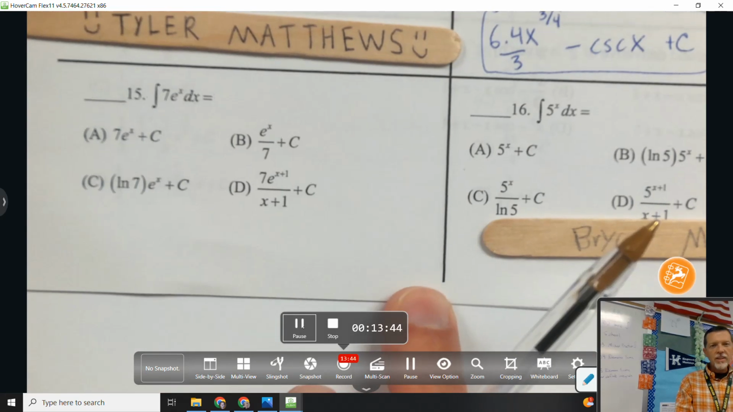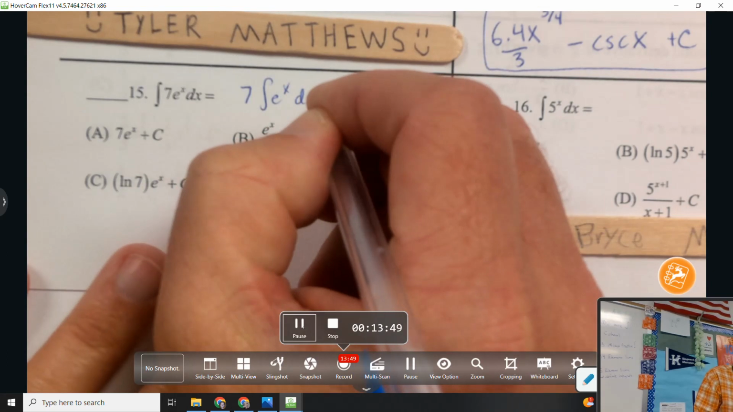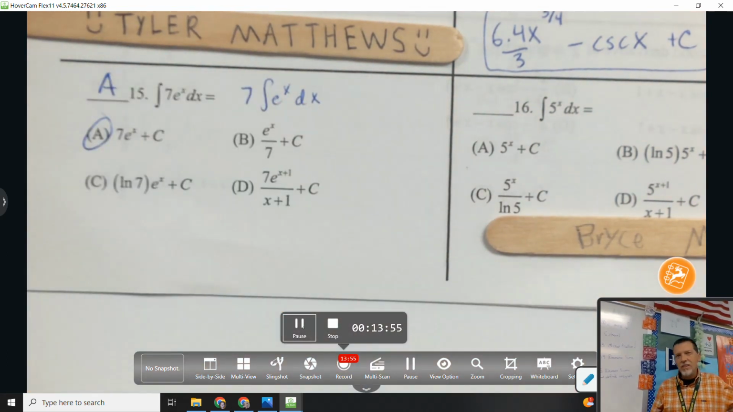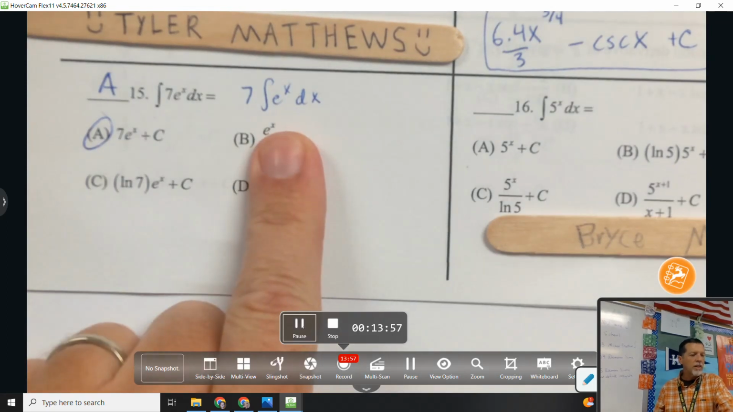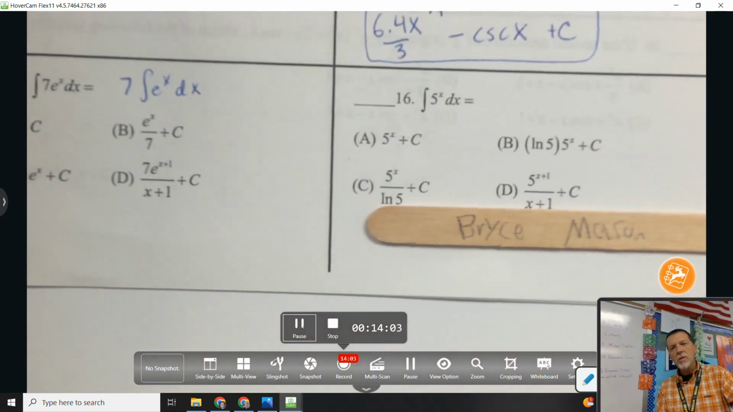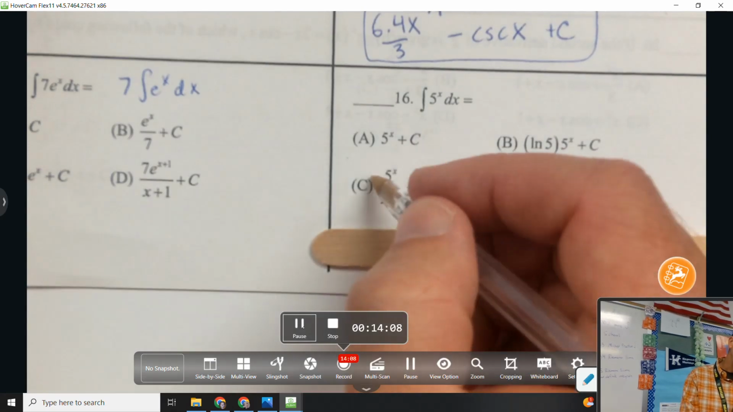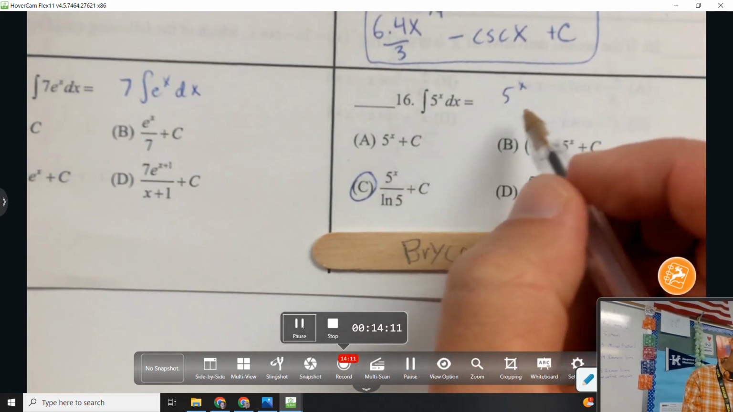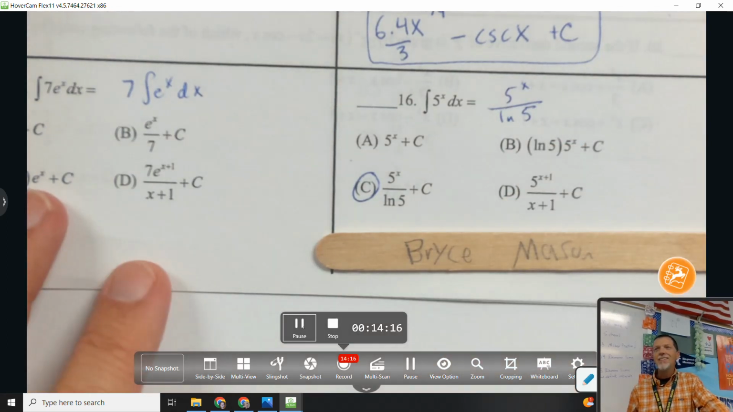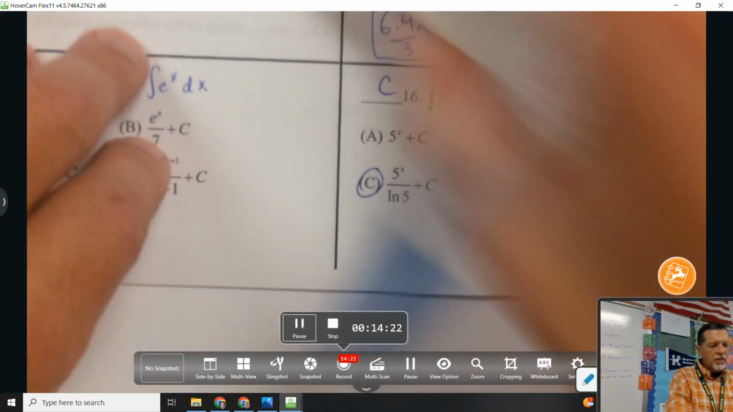All right, Tyler. The antiderivative of 7e to the x? Yes, I would agree. Because the 7 doesn't really matter. You can just set that aside. And then the antiderivative of e to the x is e to the x. All right, Bryce. Similar problem, but you got a 5 thrown in there. So what is it? Good. It's 5 to the x, but there's a natural log 5, and since we're antiderivating, we'll anti-multiply, which would mean divide. So plus C.